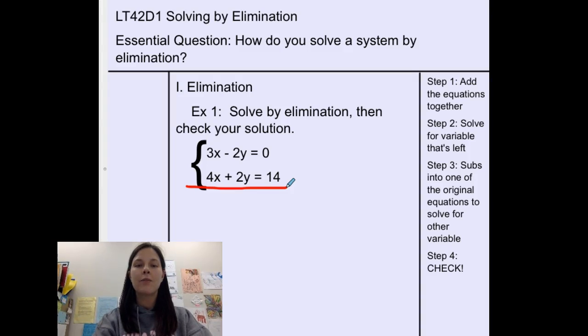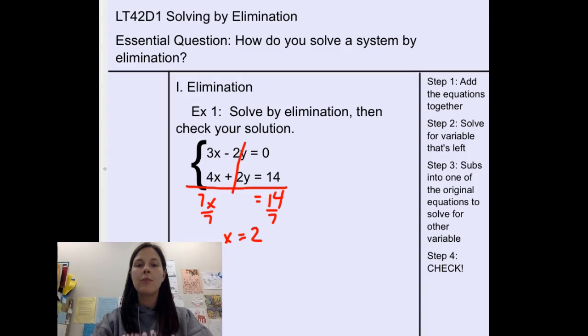3x plus 4x gives us 7x. Negative 2y plus 2y, we talked about canceling. And 0 plus 14 is 14. To finish solving for x, we'll divide both sides by 7, and we get x equals 2.